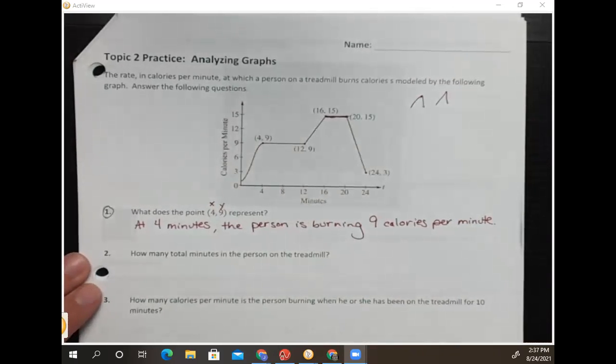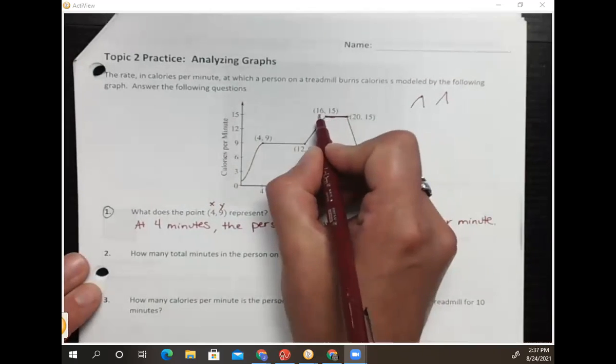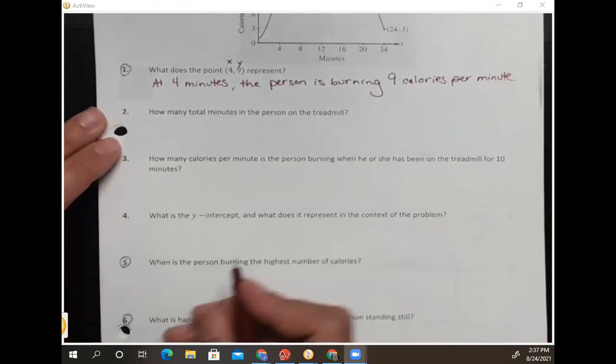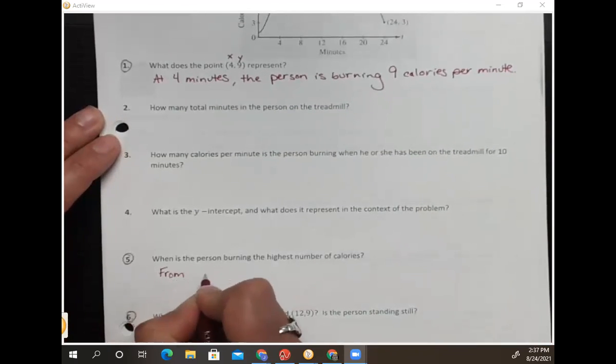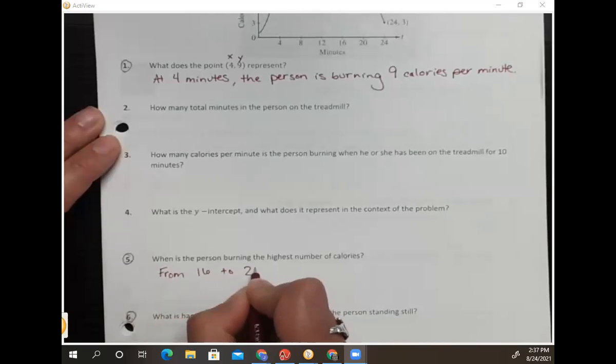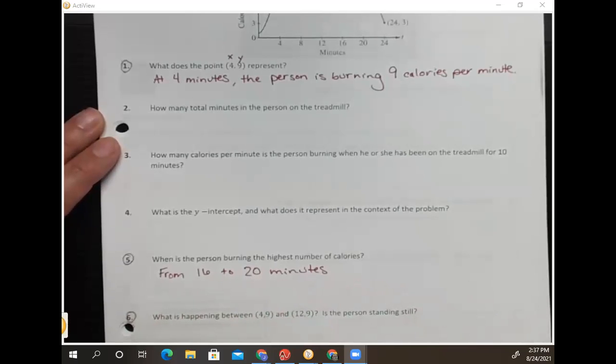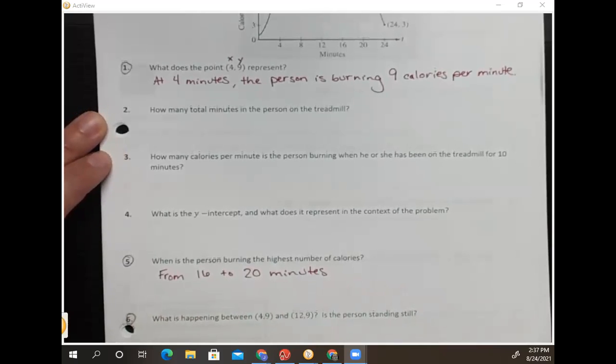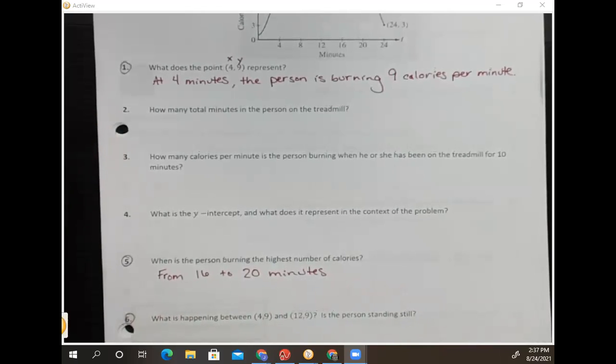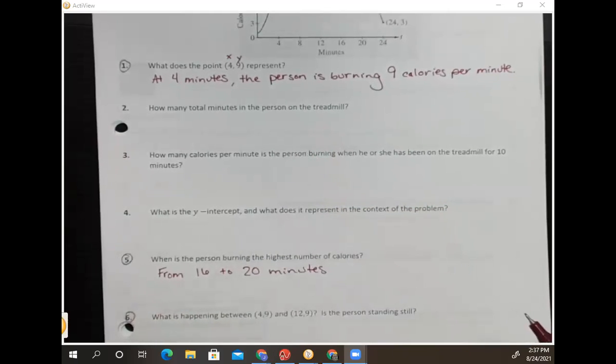So for number 5, when is the person burning the highest number of calories? That would be from 16 to 20 minutes. That makes more sense because you told me highest point on the graph and then you gave me a value that was not the highest point on the graph. Total minutes on the treadmill for number 2 would be 24 minutes. Good.